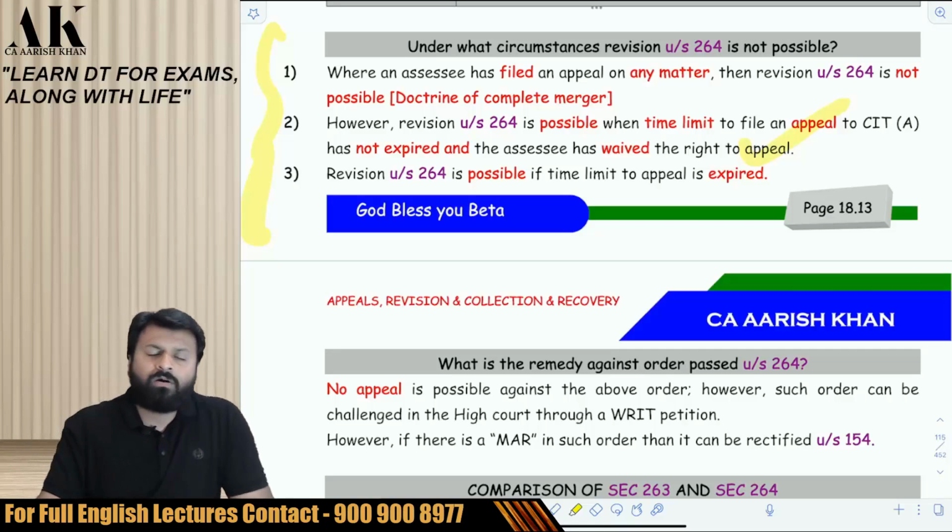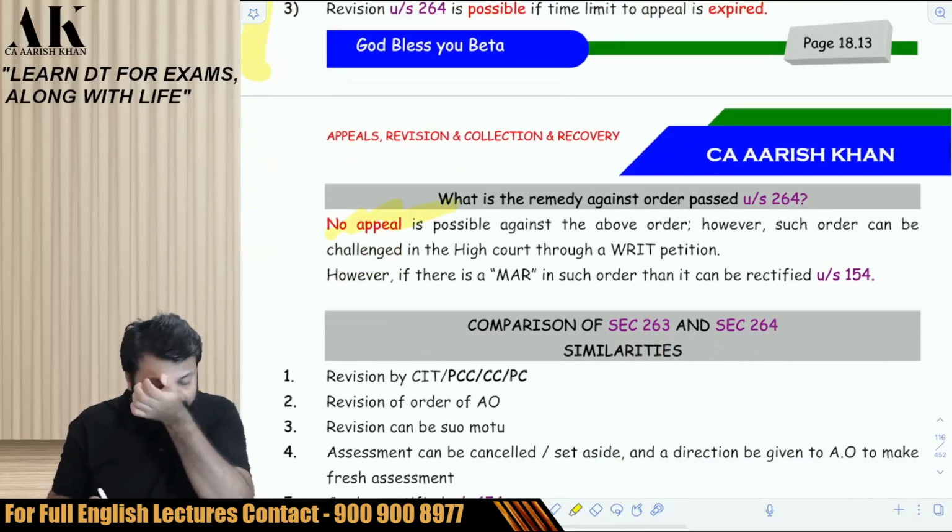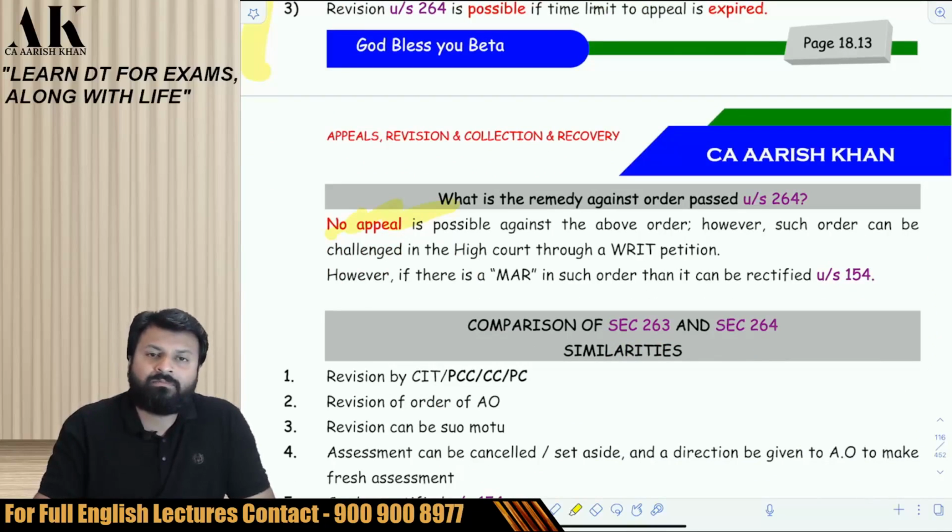Okay. Now, once the CIT passes an order and if you are not satisfied with the order, then appeal is not possible against this order. Pay attention over here. It is not possible for an appeal. You cannot appeal this particular order. So, can I file a writ petition in High Court? Yes, you can file a writ petition in High Court or Supreme Court. That is something which is allowed to you.